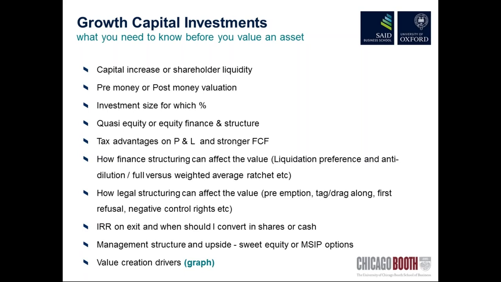How the structuring can affect the value? You can have liquidation preference rights, one times, two times. You can have anti-dilution. Will you have full versus weighted average ratchet? And then various structures around the financial and the legal, they can affect the value, and you will need to model them. Will you have a preemption? Will you have tag and drag along rights? Will you have a first refusal? Will you have negative control rights?